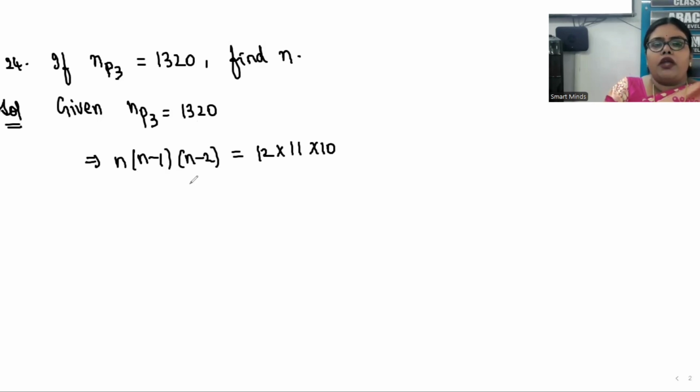So if you compare on both sides, what do you get? In the place of n, you have 12. So n minus 1 will become 11. So n minus 2 will become 10. So therefore, n is equal to 12.